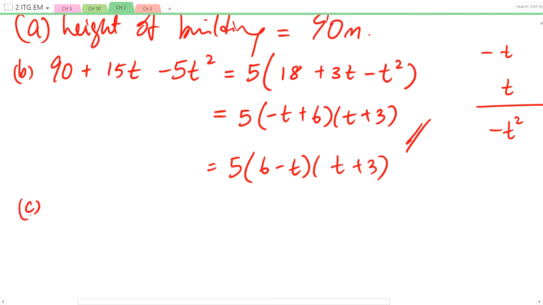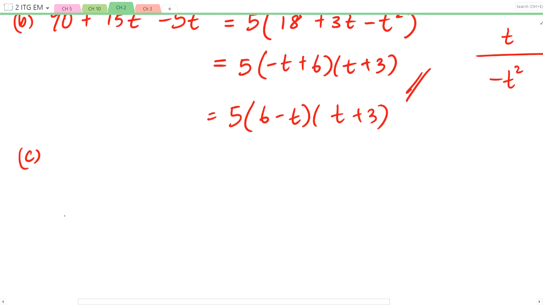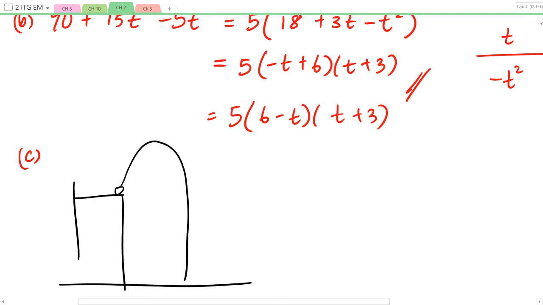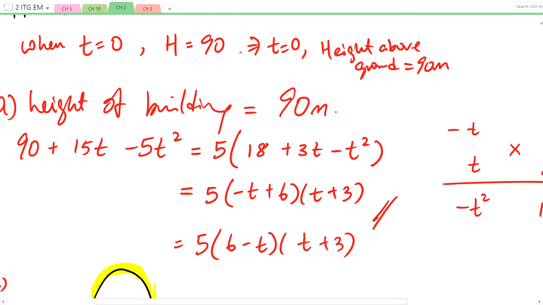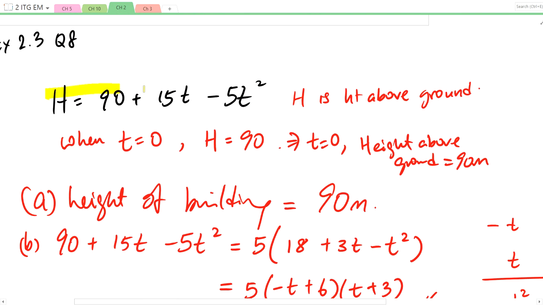Hence, find the time of flight of the ball. Time of flight of the ball. This is the building. The ball was thrown up and then it went down, right? So the time of the flight of the ball refers to the time from here all the way up and all the way down. What is the total time taken? How do we find out? Let's go back to our equation. This is our equation for the flight of the ball.